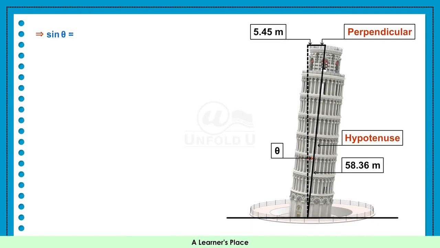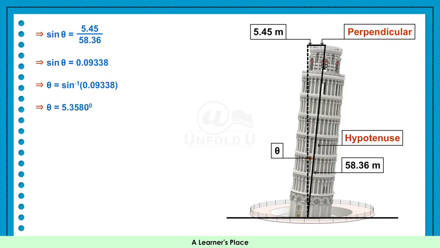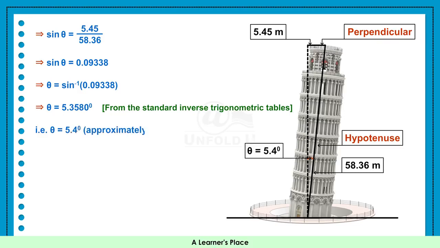which implies sin theta is equal to 5.45 upon 58.36, which implies sin theta is equal to 0.09338, which implies theta is equal to sin inverse of 0.09338, which implies theta is equal to 5.3580 degrees. That is, theta is approximately equal to 5.4 degrees.